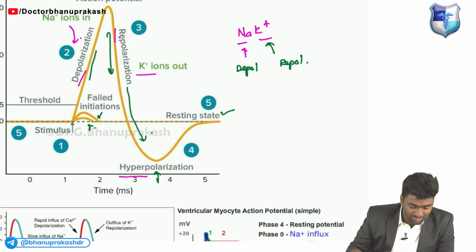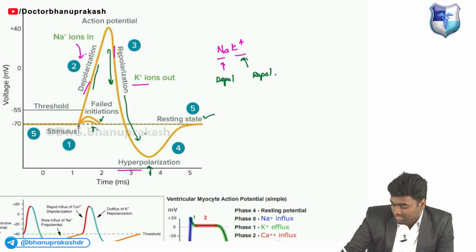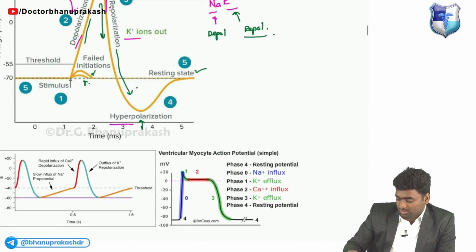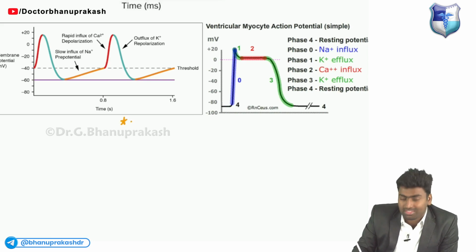So remember the first ion is sodium. Then potassium causes repolarization. So just go by the pattern, then we'll move ahead.